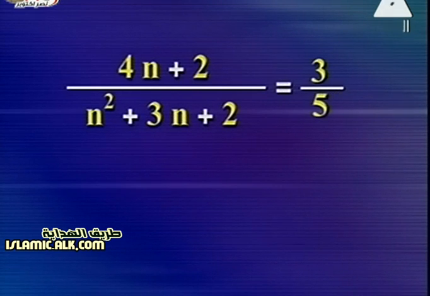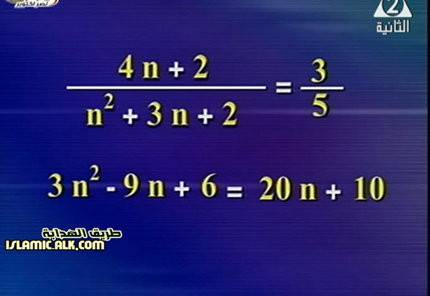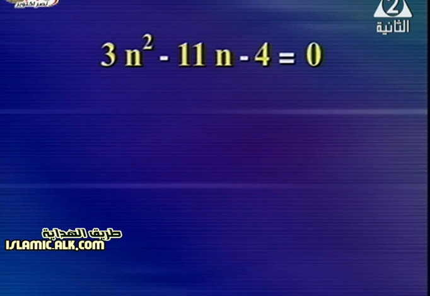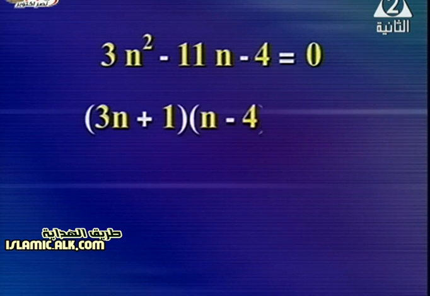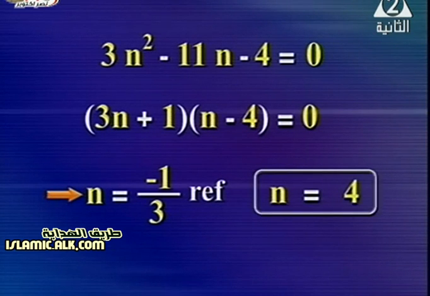By using cross multiplication, then left hand side becomes 3n squared minus 9n plus 6 equals 20n plus 10. Therefore, the equation becomes 3n squared minus 11n minus 4 equals 0. By using factorize, 3n plus 1 bracket times bracket containing n minus 4 equals 0. By using the value of n, n is negative 1 over 3. This is refused. Why? Because n must belong to N, but n equals 4 is the correct answer.